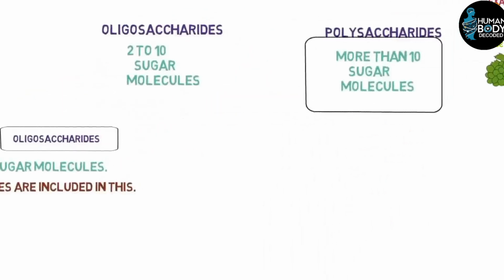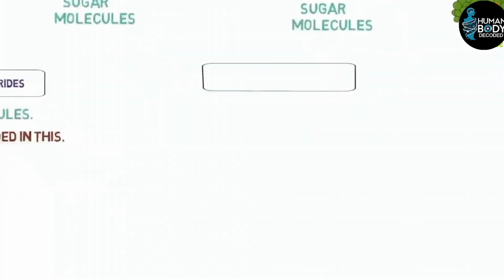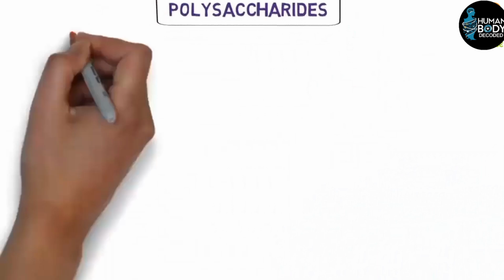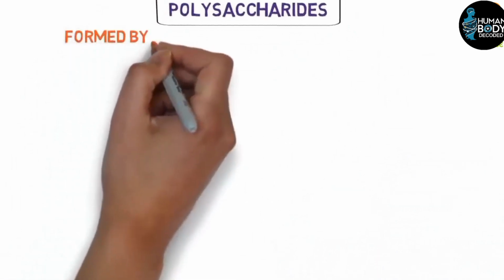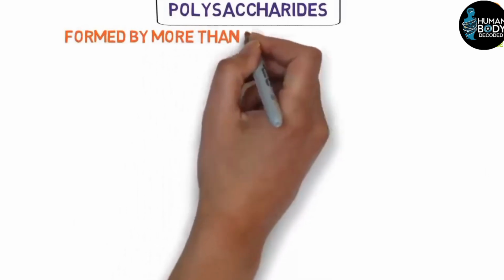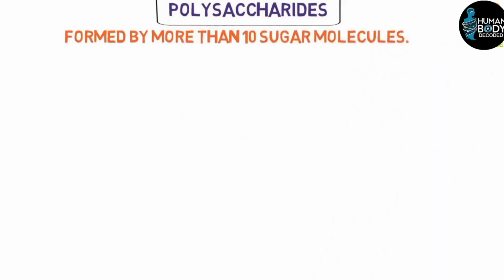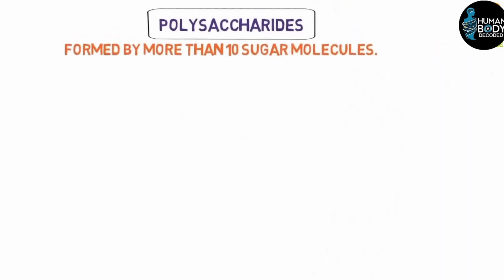Now let's move on to the final classification of carbohydrates. Polysaccharides. It is made up of two words. Poly means many and a saccharide means sugar. In this classification, we find many sugar molecules. How many? I've already mentioned that more than 10 sugar molecules combine to form polysaccharides.